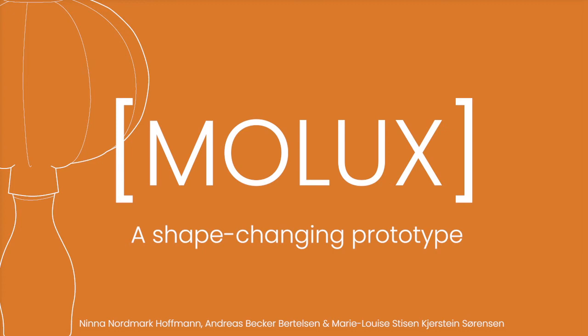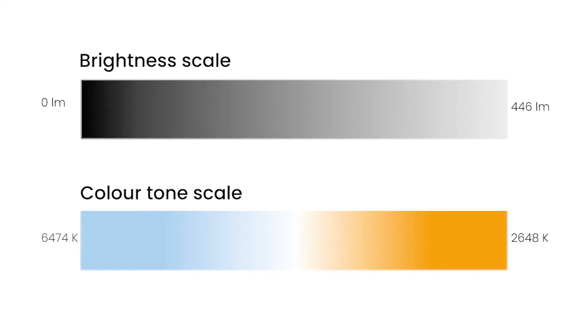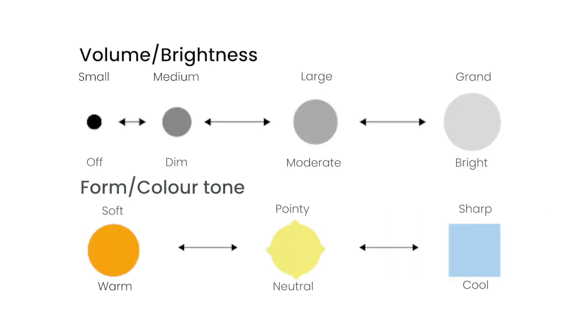MoLux is a shape-changing lamp with bidirectional interaction developed to explore user experience with a shape-changing interface. MoLux has two adjustable light parameters, brightness and color tone. These have been mapped to two types of shape change, volume and form.